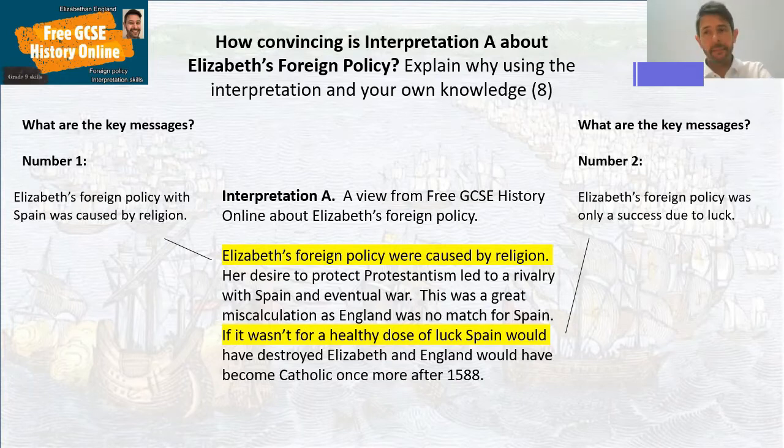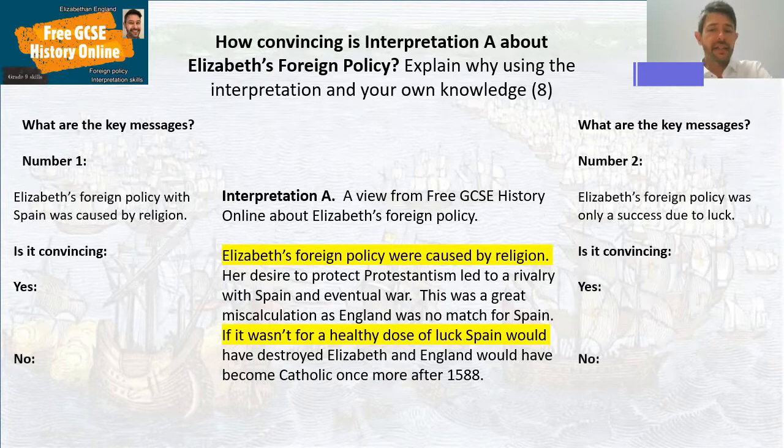So now I just want to plan my knowledge. So what do we think might be some useful knowledge? Ways we think it's convincing and not convincing. So just plan a few facts, maybe thinking about how foreign policy of Spain was caused by religion. Well, did Elizabeth do anything to do with religion? Remember, her being Protestant, Spain being Catholic. Was there any actual factual events you can think about that are to do with religion?